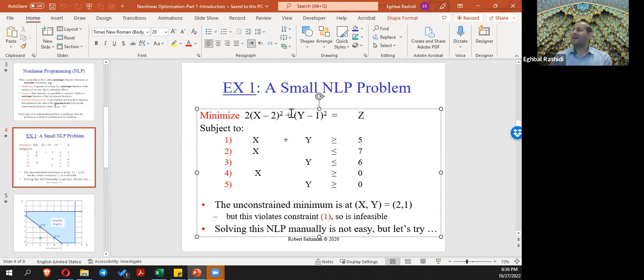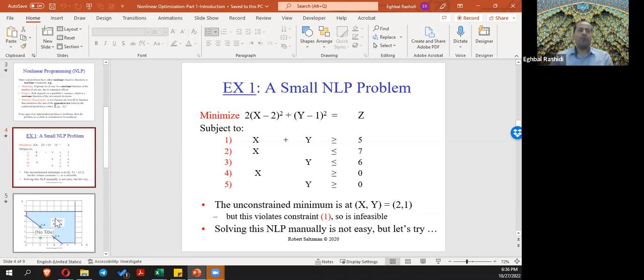But that does not consider the constraints that we have. The constraints here say, for example, that x plus y must be greater than or equal to 5, and 2 plus 1 is 3, which is not greater than or equal to 5. So this is not a feasible solution, and it's not an optimal solution for us.